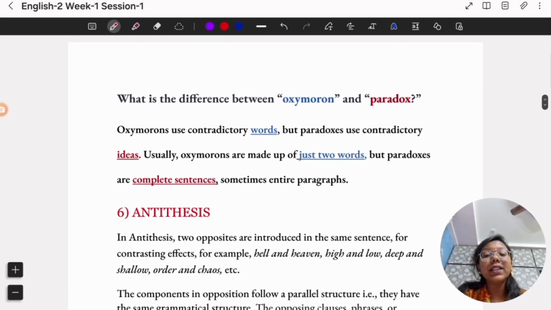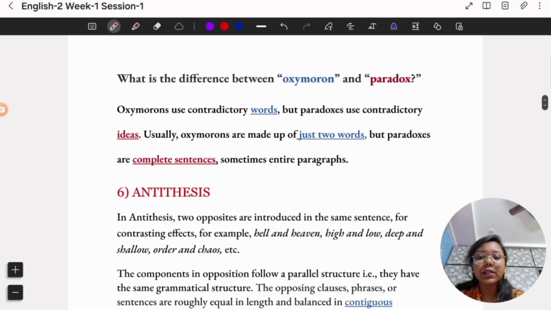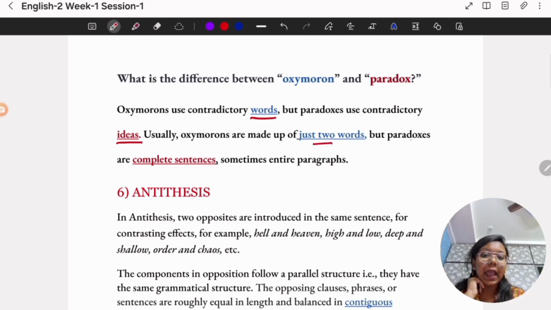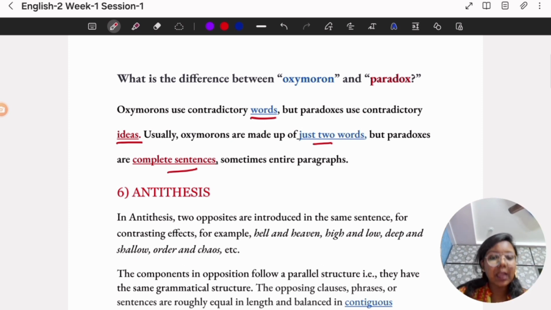So what is the difference between oxymoron and paradox? Because both of them look similar. Let's see the difference. Oxymorons use contradictory words, but paradoxes use contradictory ideas. Usually, oxymorons are made up of just two words, but paradoxes are complete sentences, sometimes entire paragraphs. I've clearly mentioned here the difference between these. It's a very thin line between them, but they are not equal. They're just similar.